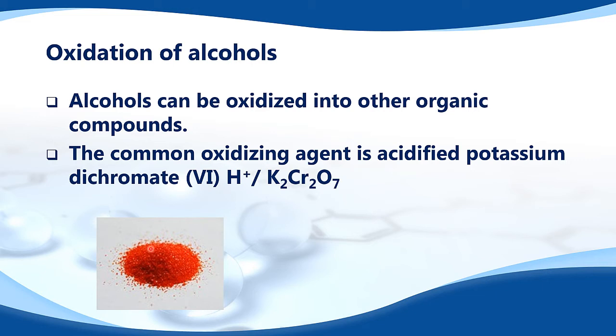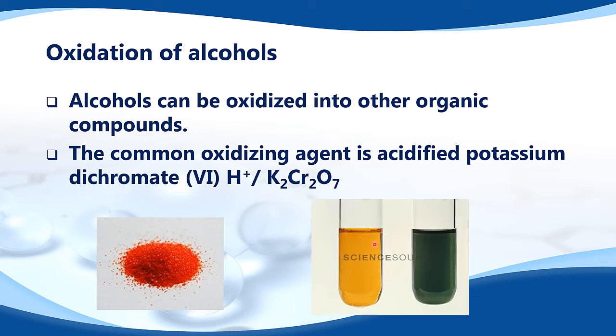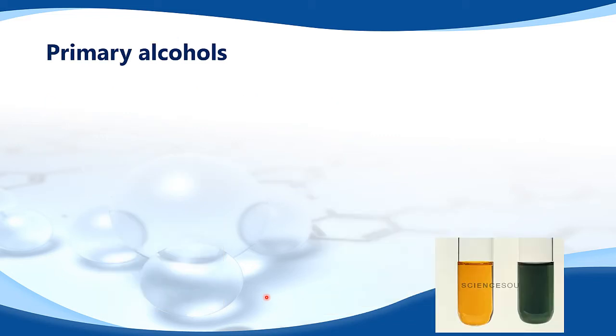Potassium dichromate is an orange color, and when the alcohol is oxidized, it changes from orange to green. That's the color change you'll see when an alcohol is oxidized and you're using acidified potassium dichromate.